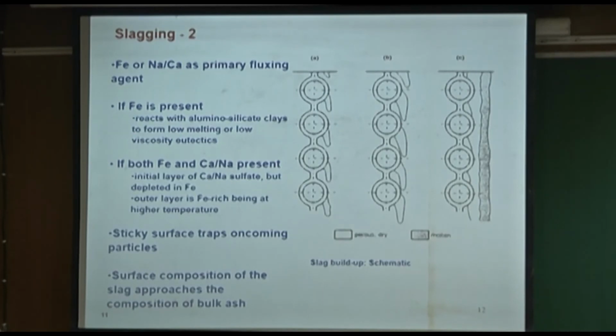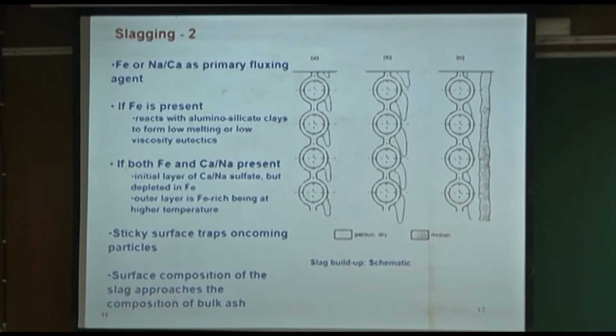So if only iron is present but not calcium, then it reacts with the aluminosilicate to make iron aluminosilicate, which is quite low melting. On its own, aluminosilicate does not melt at low temperatures at all. Nothing will happen. But a tiny amount of iron that is present can create havoc. And on top of that, if calcium or sodium is also present, then it creates even more problems.